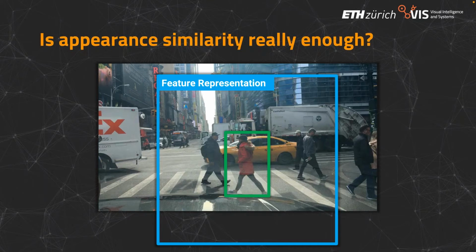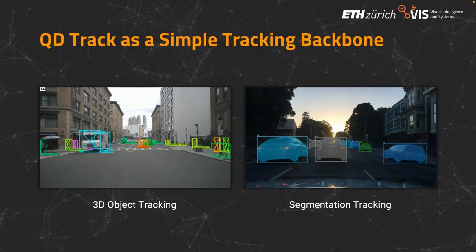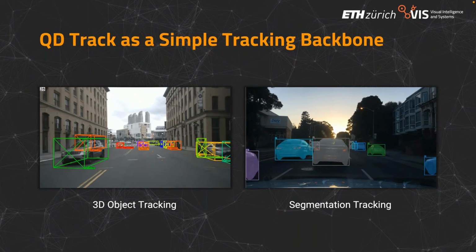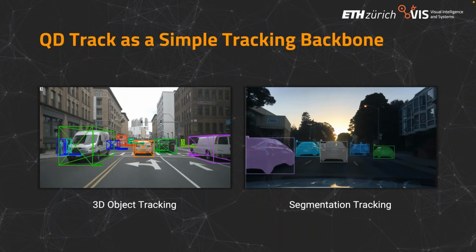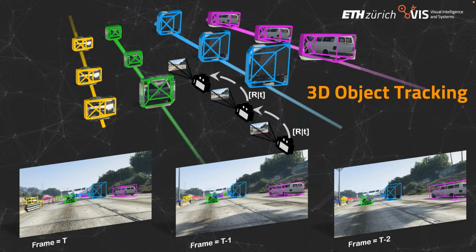So given our powerful tracking method, we can do a lot of high-level applications. Here I will give you two examples, one for 3D tracking, the other for segmentation tracking. The task of 3D tracking is, given a sequence of monocular images, like only the images without LiDAR data, our goal is to perform tracking in 3D by estimating the association of the objects in 3D and also estimating their 3D trajectories.